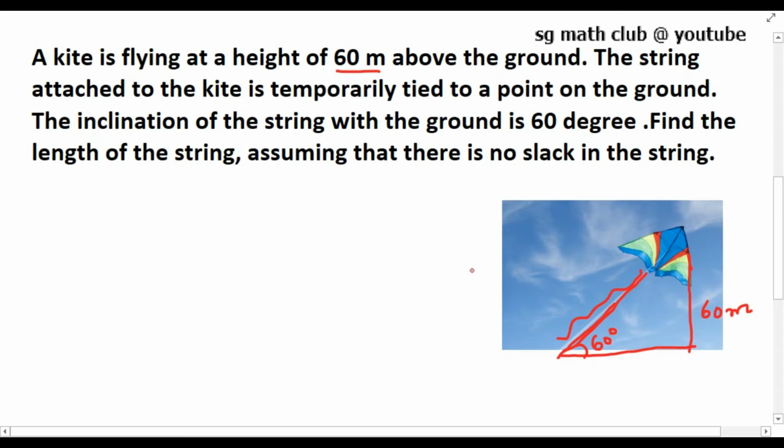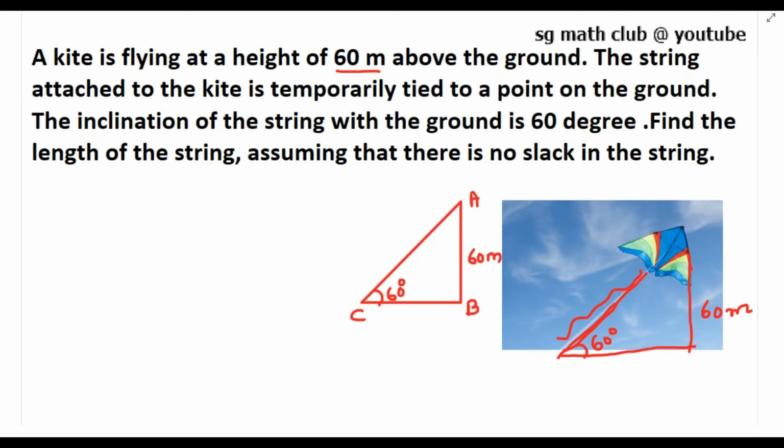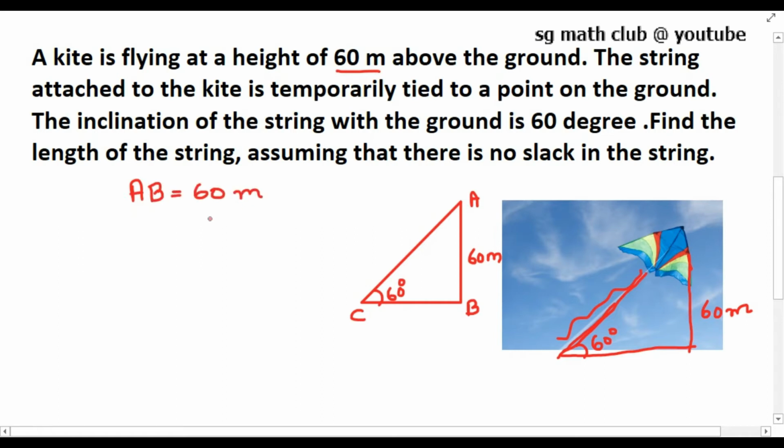So we will draw the right angle triangle. The right angle triangle has been drawn. ABC is the right angle triangle. AB is the height above the ground, which is equal to 60 meter, and the angle of inclination is 60 degree. We need to find the length of the string. Let it be h. So the length of the string AC is given by h. We need to find out h.